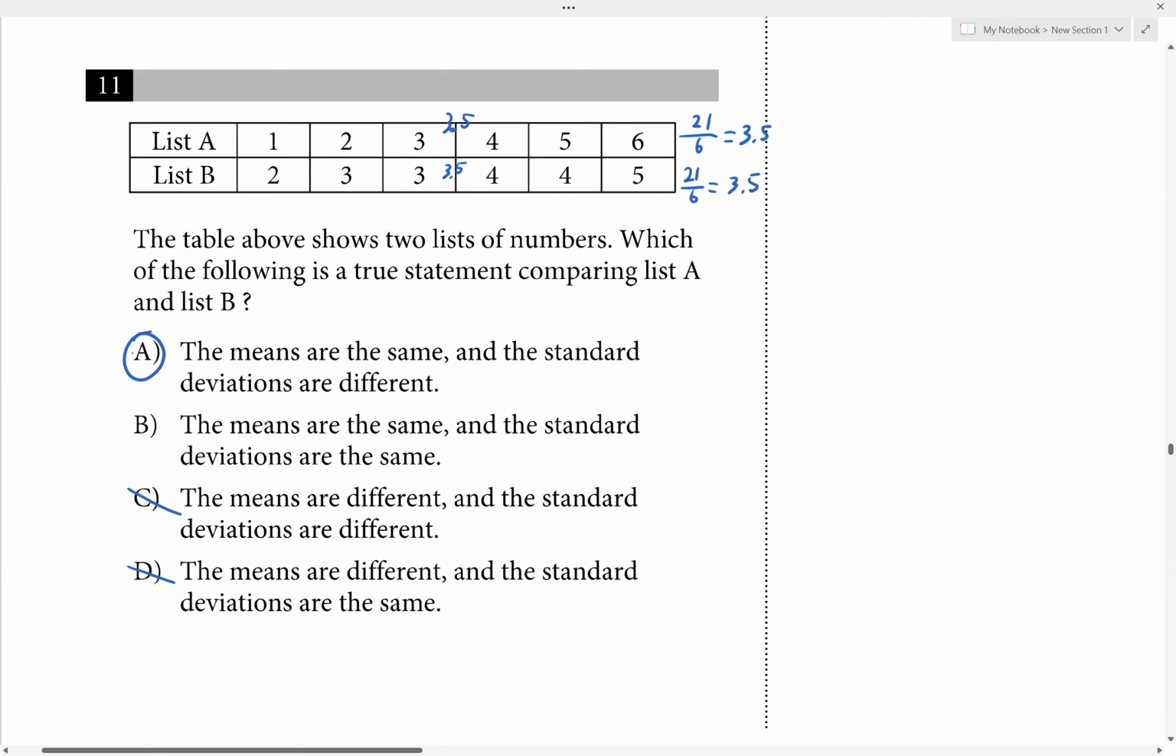Pretty much, unless all the numbers are exactly the same in two lists, you can assume they're going to have a different standard deviation. Because we don't need to actually solve for the standard deviation, we just need to know they will end up being different, because we have a different set of numbers here. Okay, and that should be it for this one.